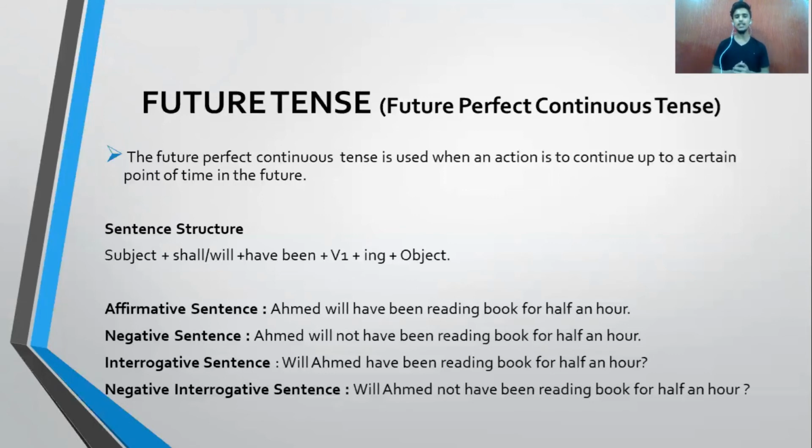In an interrogative sentence, first we put the helping verb and then the subject, then have been, and then the fourth form of the verb and then the object. Will Ahmed have been reading book for half an hour? In a negative interrogative sentence, first we put the helping verb, then the subject, then not, because it is also a negative sentence, and then have been and then the fourth form of the verb and then the object. Will Ahmed not have been reading book for half an hour?